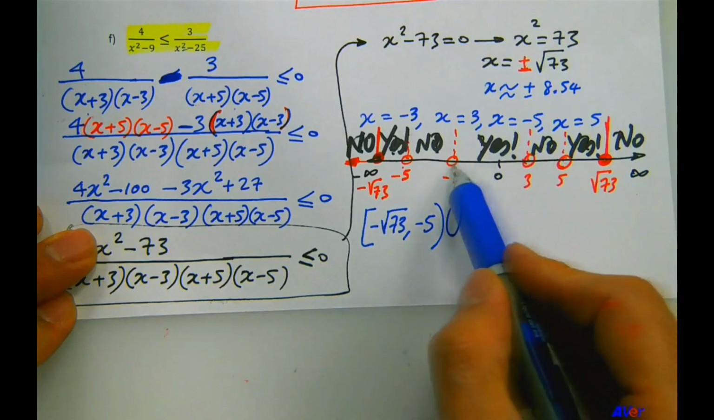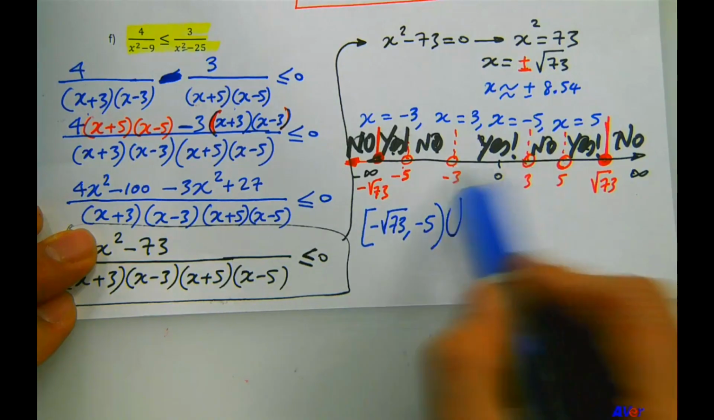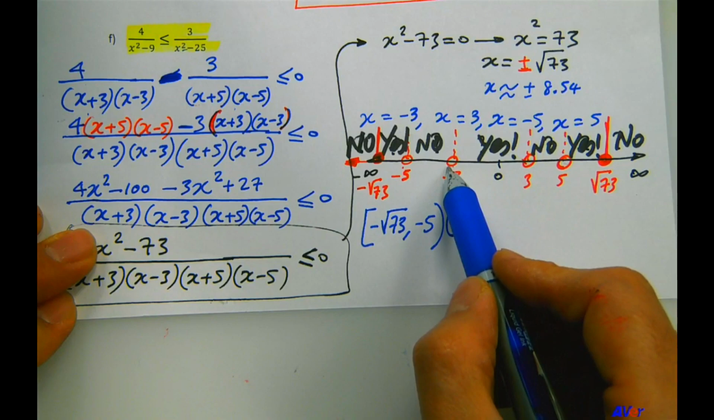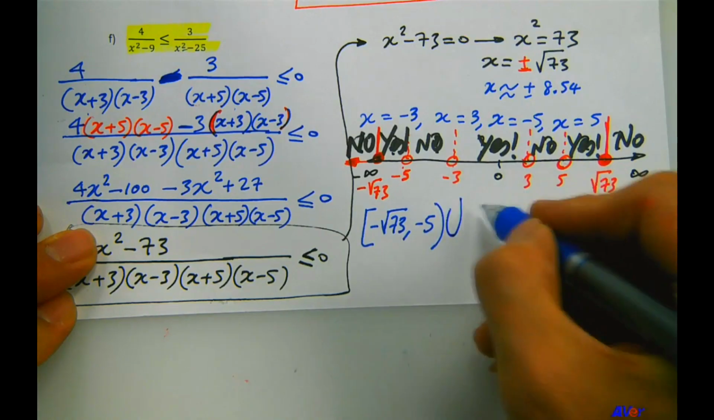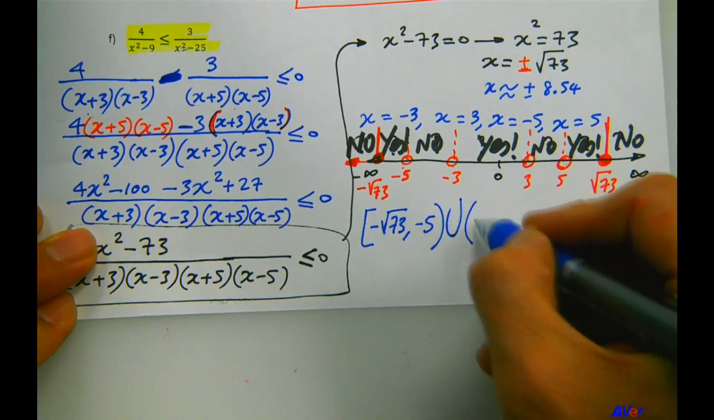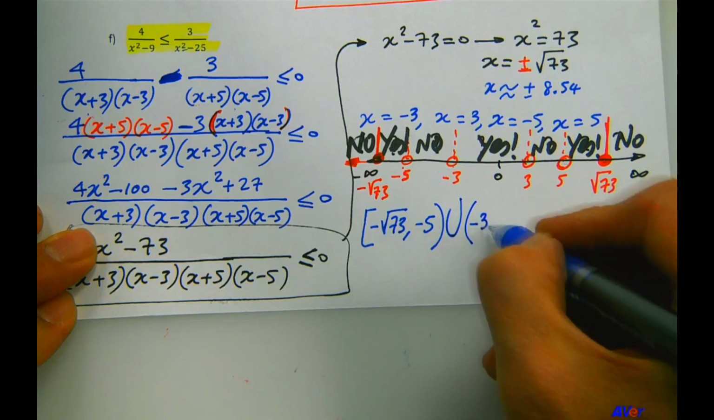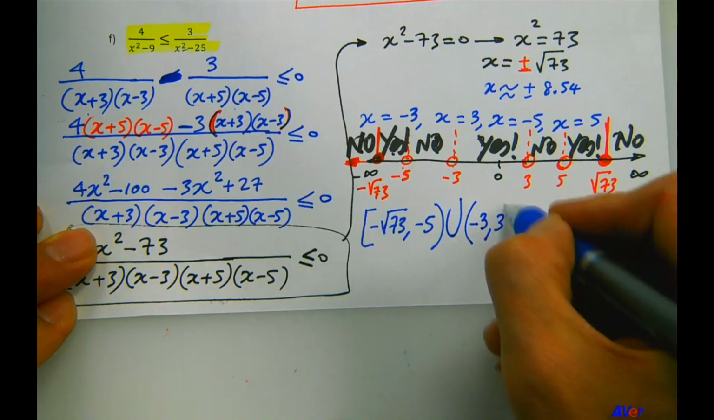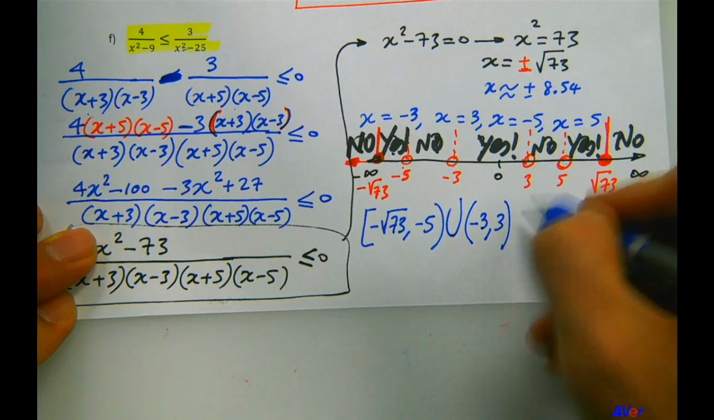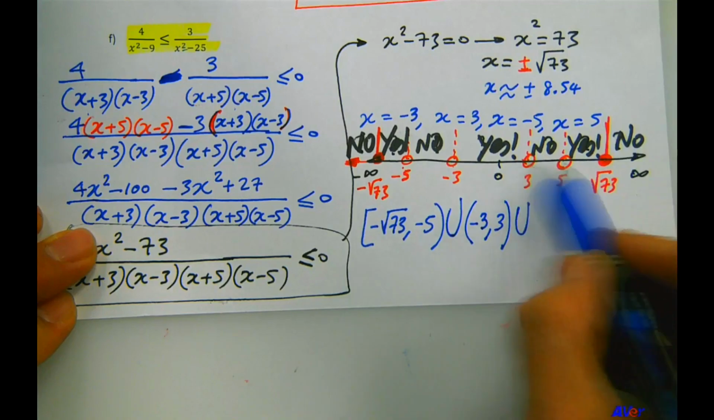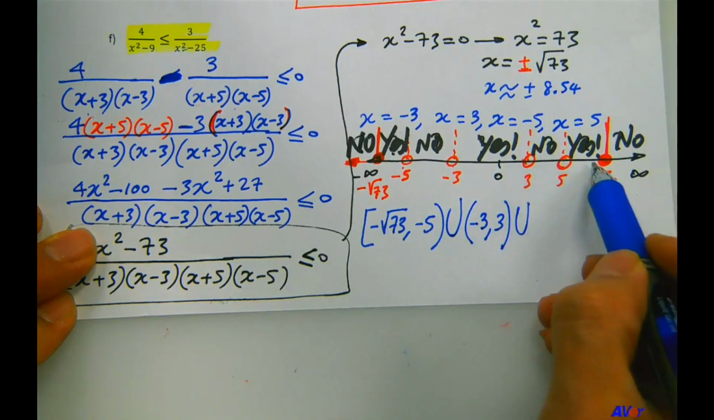How about between negative 3 and 3? Yes, that's a solution, but excluding negative 3 and 3. So which means those numbers get the parenthesis. Parenthesis negative 3, comma 3, parenthesis, union. Then that region is not a solution, but this region is a solution.